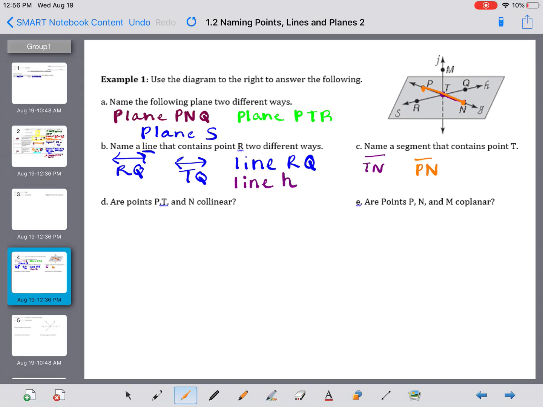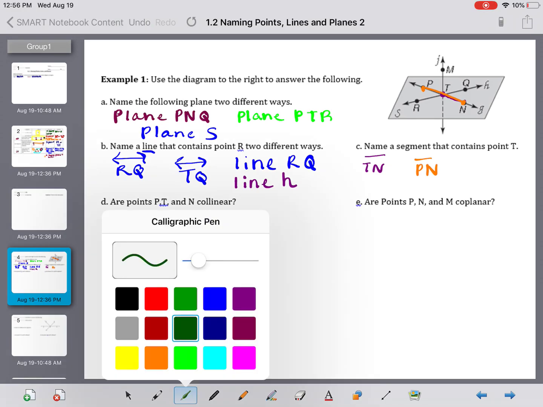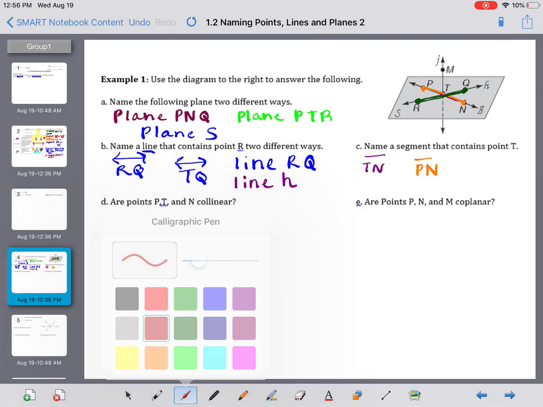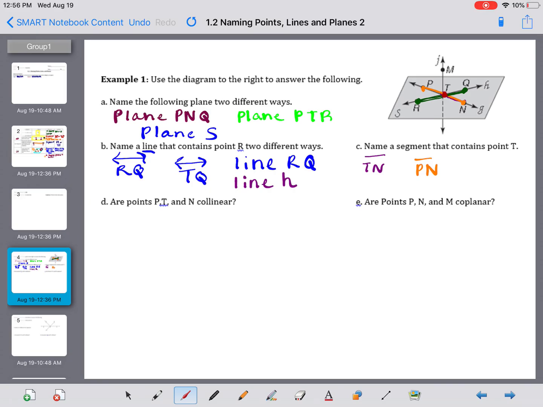Again, multiple answers. You could have said segment RQ. That's a segment that contains point T. You could have said TQ or RT. All of those are acceptable answers. And again, if you can't remember what symbol you're supposed to use for segment, just write out the word. You're naming a segment, just write out segment, and then use the letters TN or PN or RT.